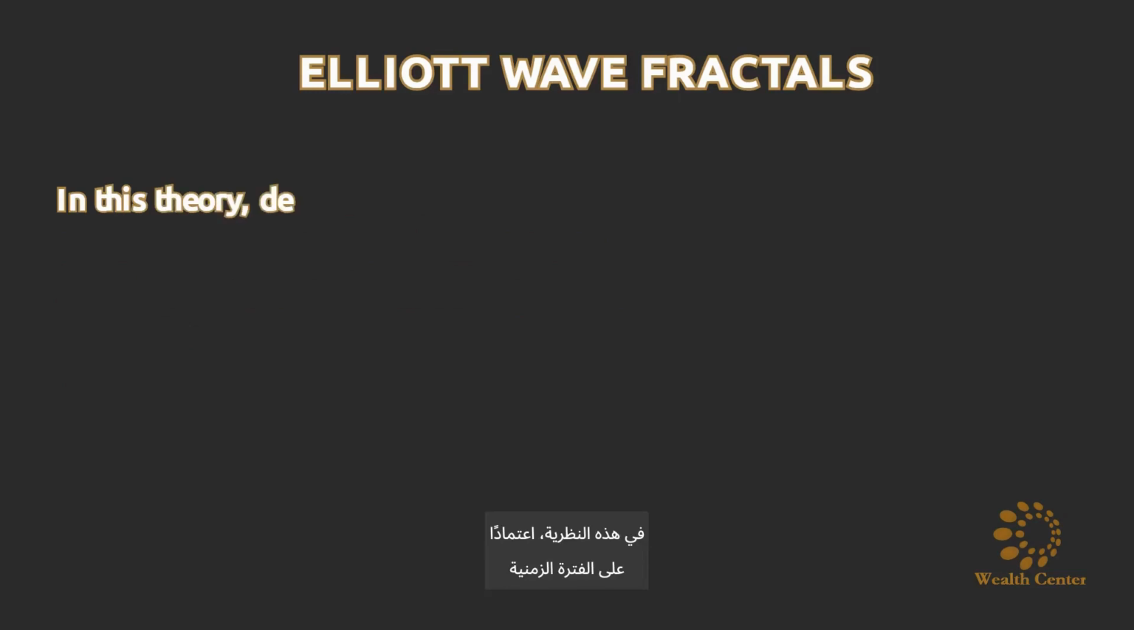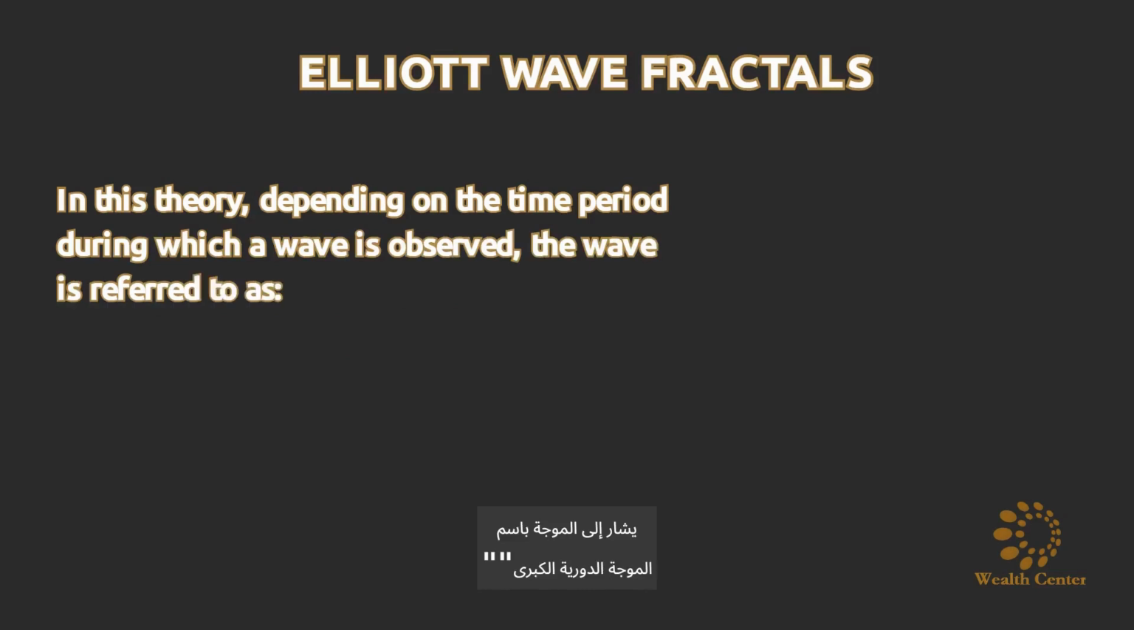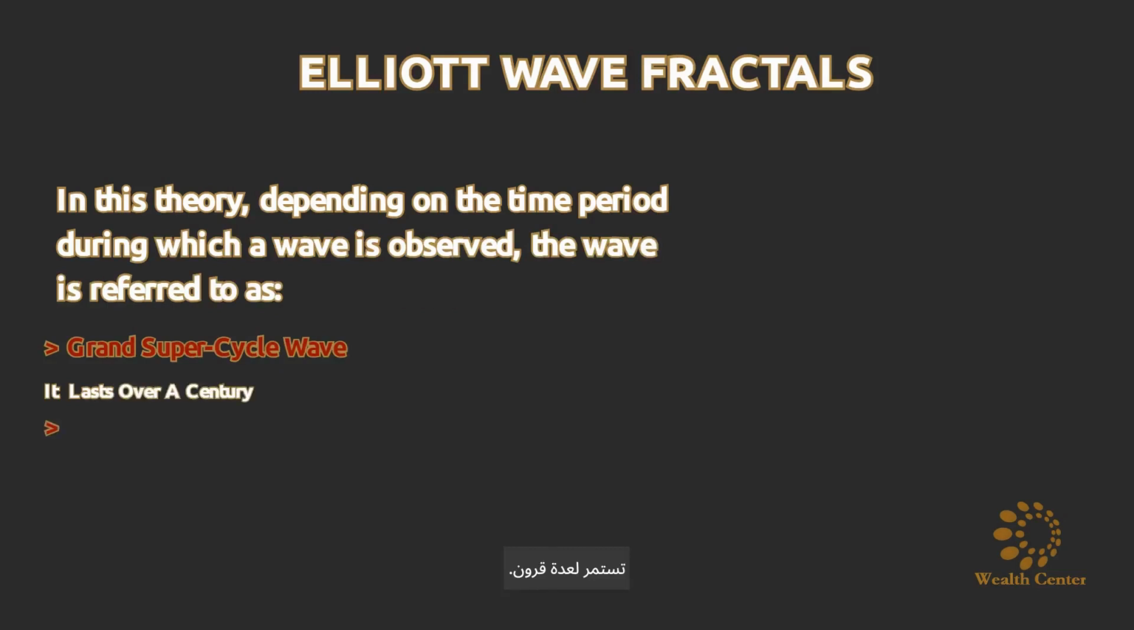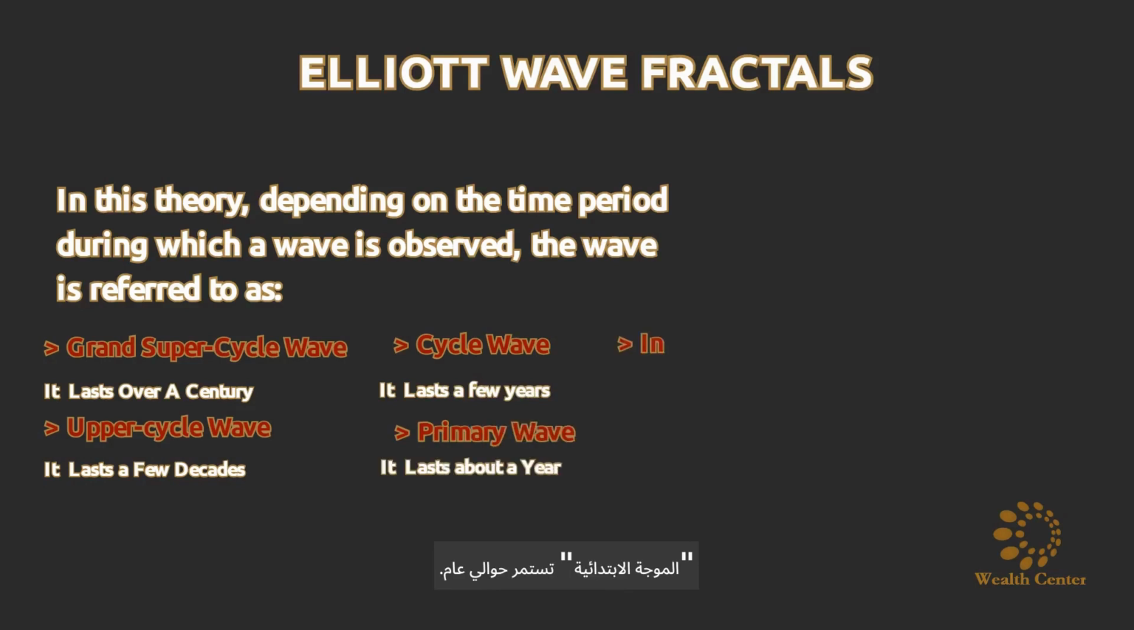In this theory, depending on the time period during which a wave is observed, the wave is referred to as grand supercycle wave. It lasts over a century. Upper cycle wave. It lasts a few decades. Cycle wave. It lasts a few years. Primary wave. It lasts about a year. Intermediate wave. It lasts a few months.